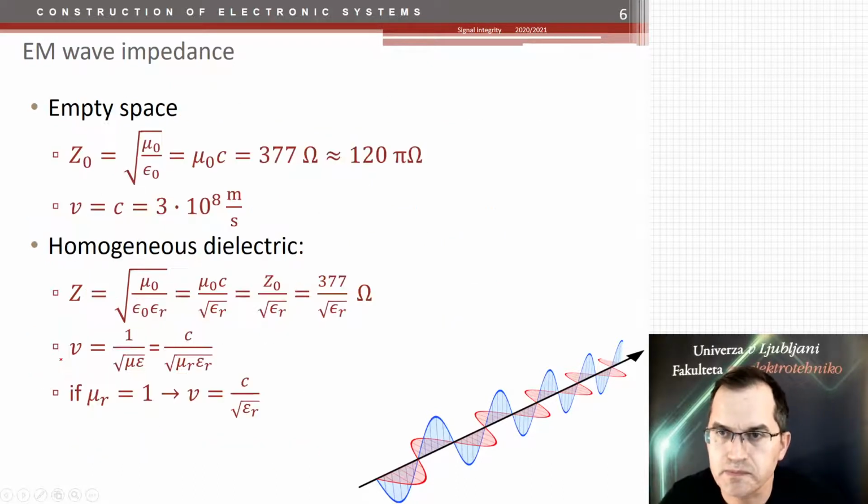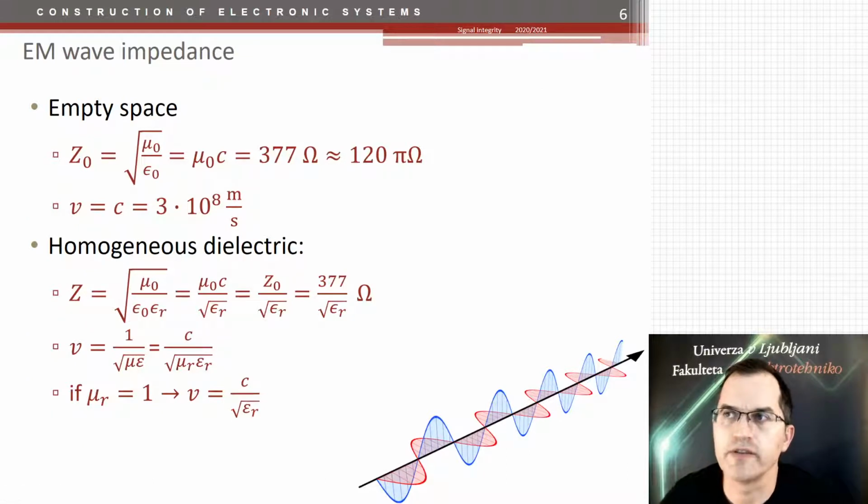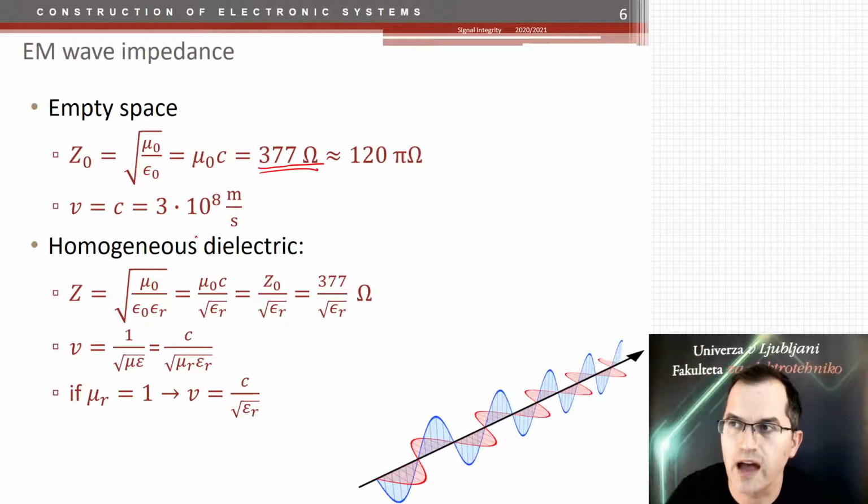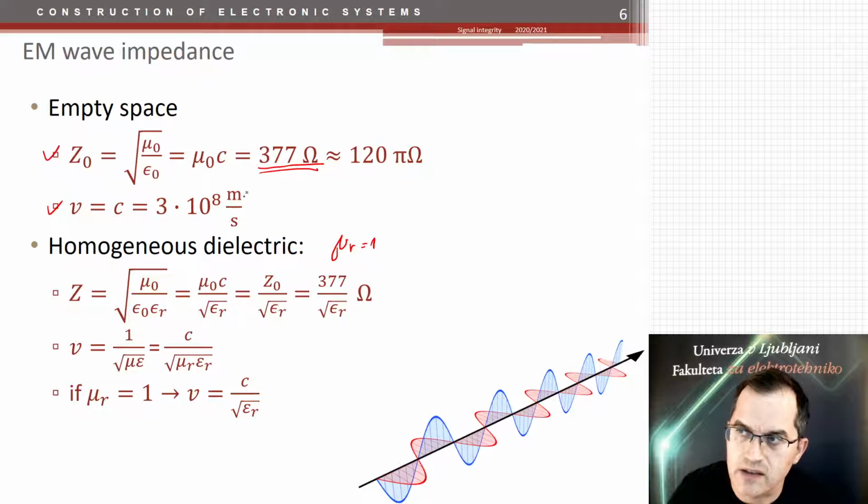What else? The wave impedance of the electromagnetic field in empty space is simply the ratio of the basic constants, which would give you around 377 ohms. And that's another value you should remember. And the speed is the speed of light. But if you put it in a homogeneous dielectric where the relative permeability is 1, then you get the value of Z0, which is this one, divided by the square root of epsilon relative. So this is another value you should remember.